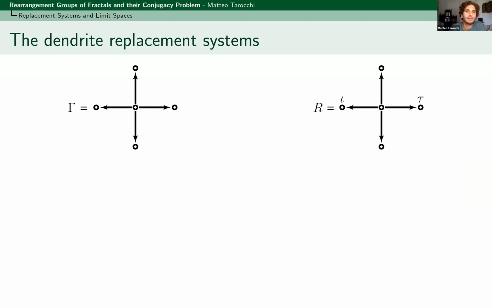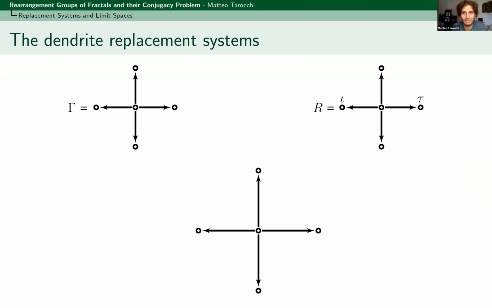In this case, the replacement system has two graphs which are the same. So the base graph and the replacement graph are the same graph. It doesn't need to be like that, but this already tells you that even simple examples can create some interesting spaces.